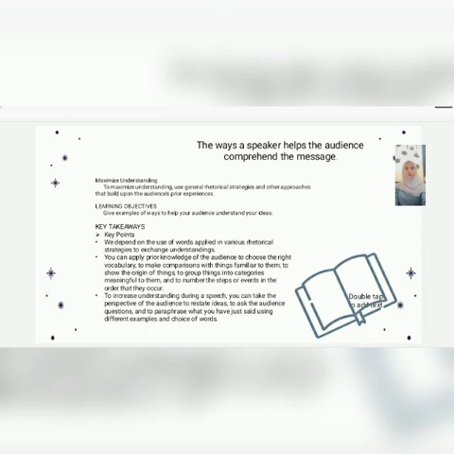Next, improve comprehension during the speech. You can use perspective to restate ideas, and then ask the audience questions, and paraphrase what you just said using different examples and word choice.